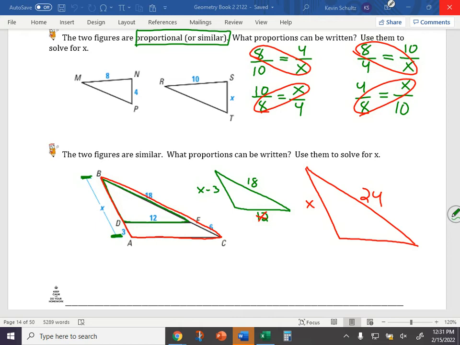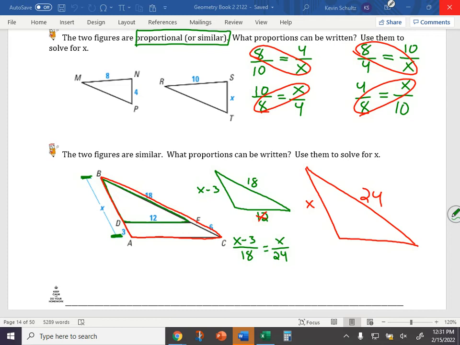Mackie, give me one. X minus 3 over 18, and then X over 24. Good. Okay. Why that works is we're starting with the, I'll call it vertical, but it's not quite, but the vertical side of our green triangle, X minus 3 over the diagonal side, and then doing the same order with the other shape. The vertical side X over that diagonal side 24. That would work. Okay. What's another possible proportion you can set up?